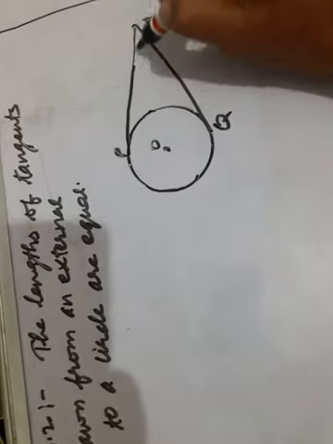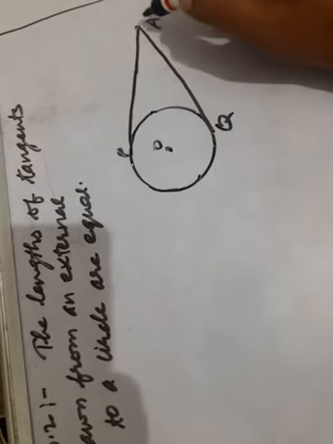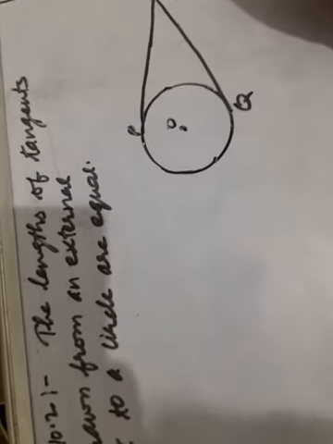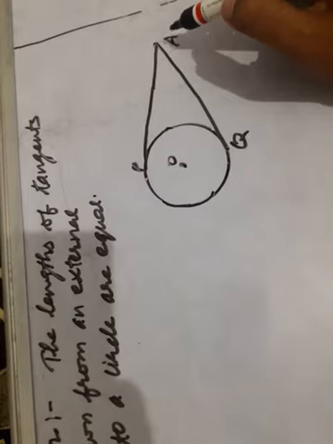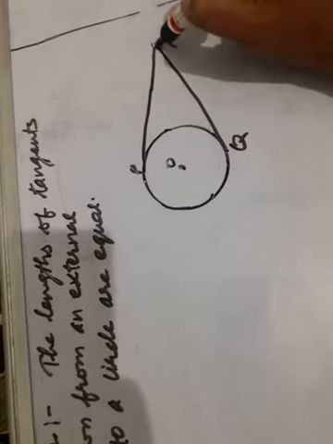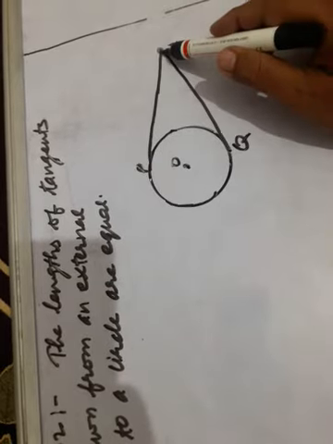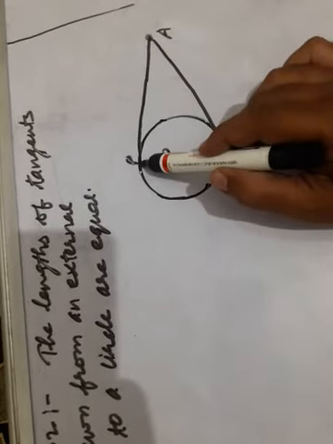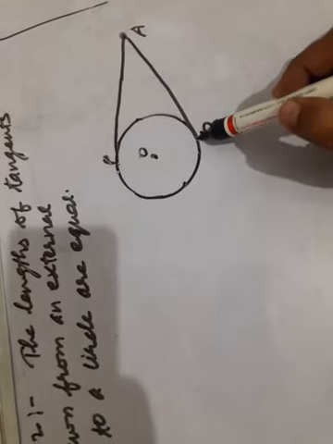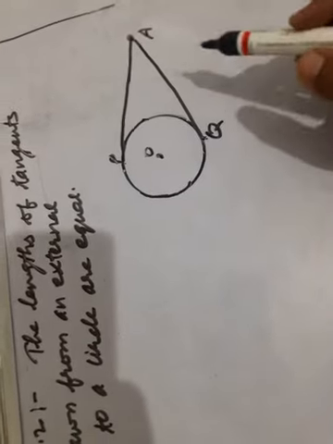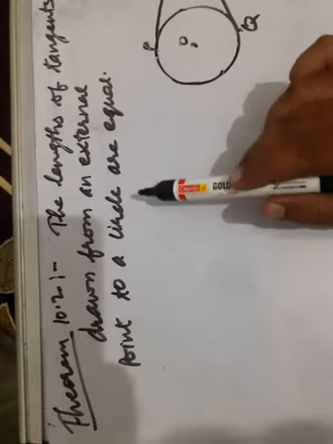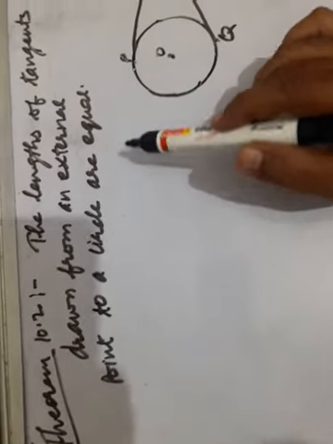So PA and QA are two tangents drawn from an external point A. Okay, children. What is the length of the tangent? PA. PA is the length of the tangent. P is the point of contact here. Here Q is the point of contact. Now we have to prove that the lengths of tangents drawn from an external point to a circle are equal. We have to prove that PA equal to AQ.